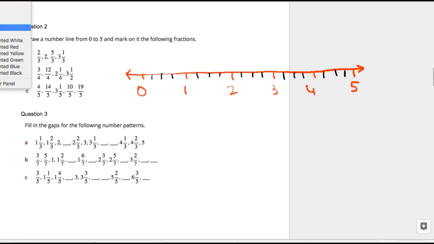First one, what do we have? 3/4. So we're starting at 0 here. There's 1, 2, 3/4.